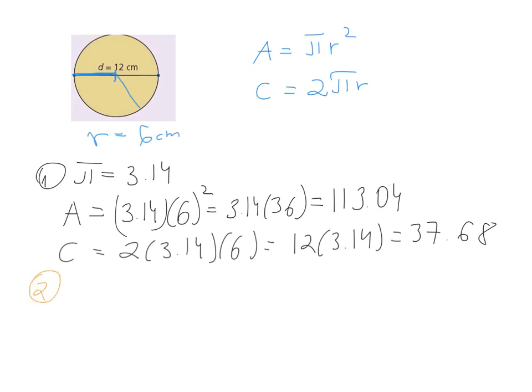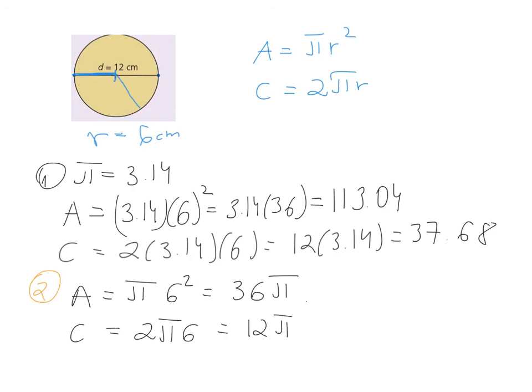And the second one, we just need to do it in terms of pi. So we are leaving pi as it is, much easier. So A is pi r squared, so pi 6 squared, so 36 pi, done. And C is 2 pi r, and r is 6, so 6 pi 2 is 12 pi, done.